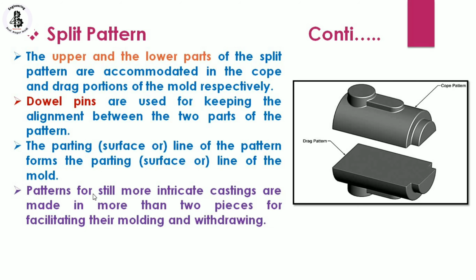Patterns for still more integrated castings are made in more than two pieces to facilitate their molding and withdrawing. So a pattern having three pieces will require a three-piece flask for the molding purpose. So that will depend upon my requirements of the casting product. Then the third one, loose piece pattern.